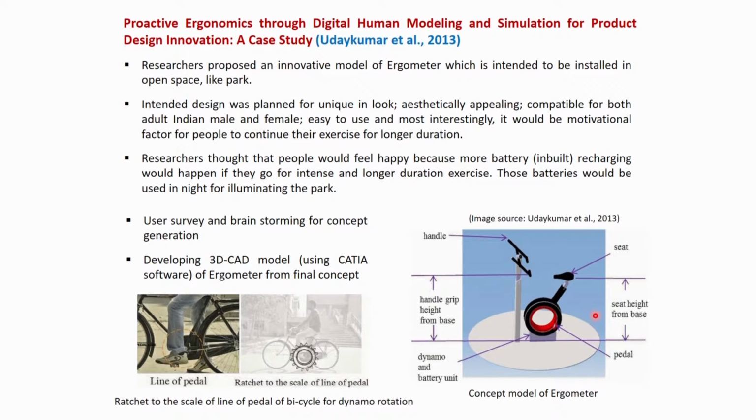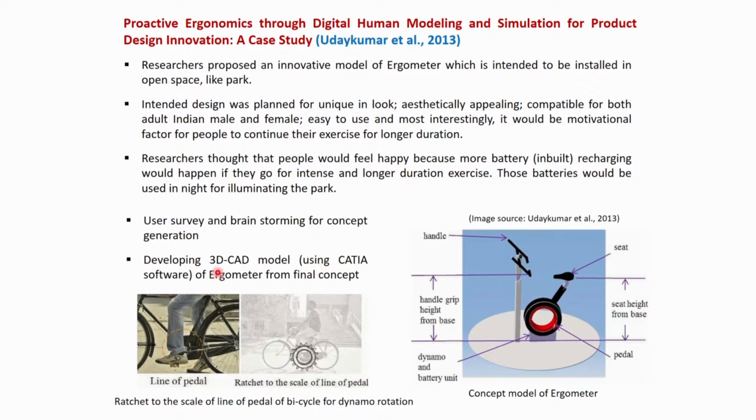So, while the user is doing exercise on the ergometer, the battery kept inside the bottom portion will be recharged, and the stored energy from that recharged battery will be used for illuminating the park at night. User survey and brainstorming were also carried out, like in the earlier case, for developing the concept.